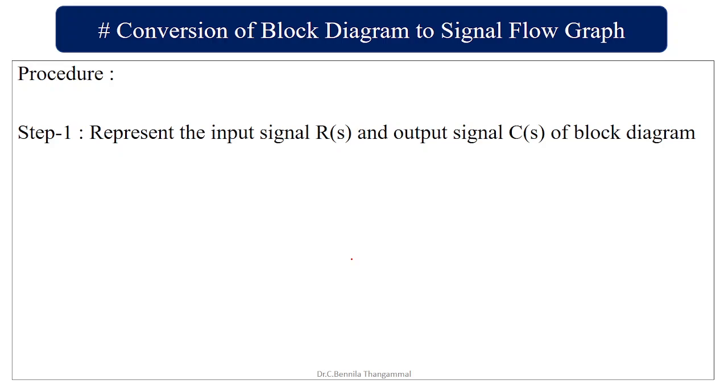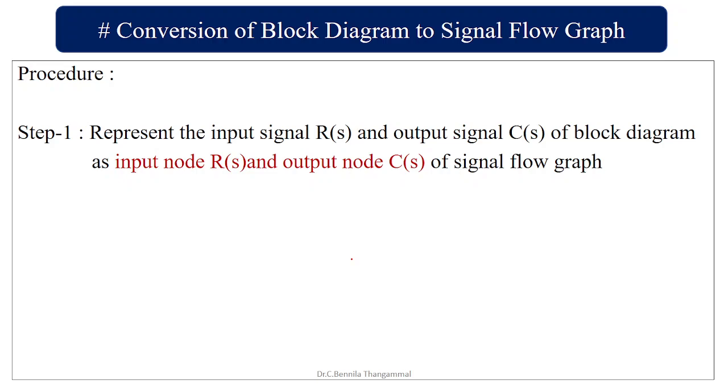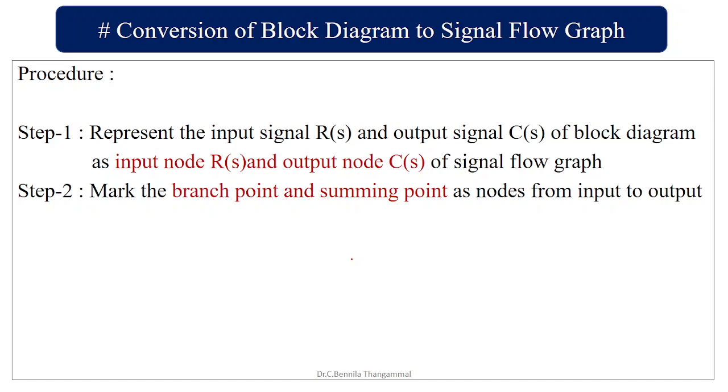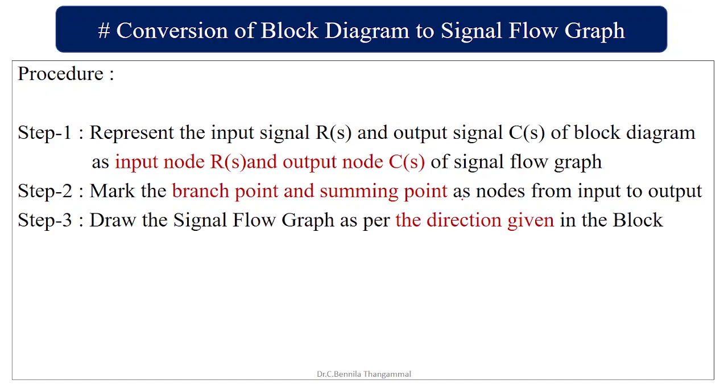So step 1 is to represent the input signal R of S and output signal C of S of a block diagram as an input node R of S and output node C of S of a signal flow graph. You can mention it as R and C also. Step 2 is to mark the branch point and summing point as nodes, starting from input towards your output. Step 3 is to draw the signal flow graph as per the direction given in the block diagram. So, as mentioned in the block diagram, we have to follow the direction of the arrow mark.